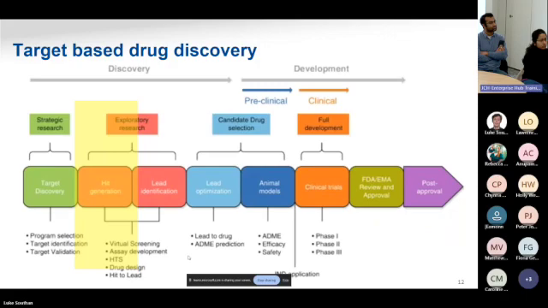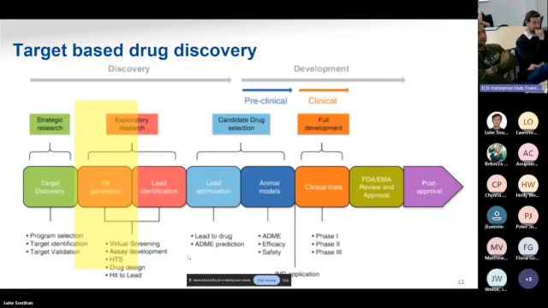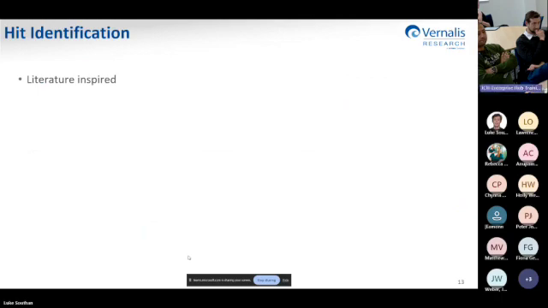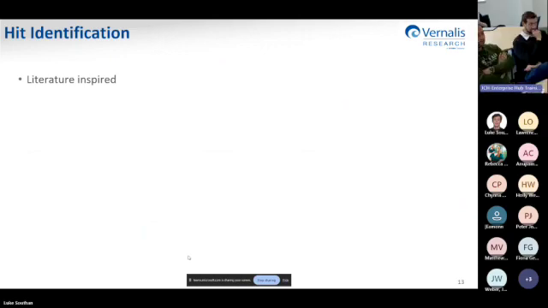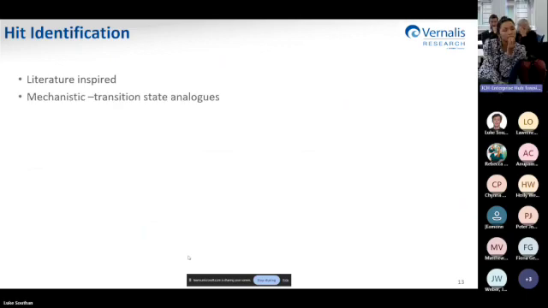Hit ID. So you've identified your target. You need some chemical matter that you're going to try and evolve into a drug. There are different ways of finding your chemical matter. Literature inspired is a simple way. Like the fumagillin example, if you know from the literature that there's a compound that binds to your protein or your target, just use it as a start point. There's absolutely nothing wrong with that.